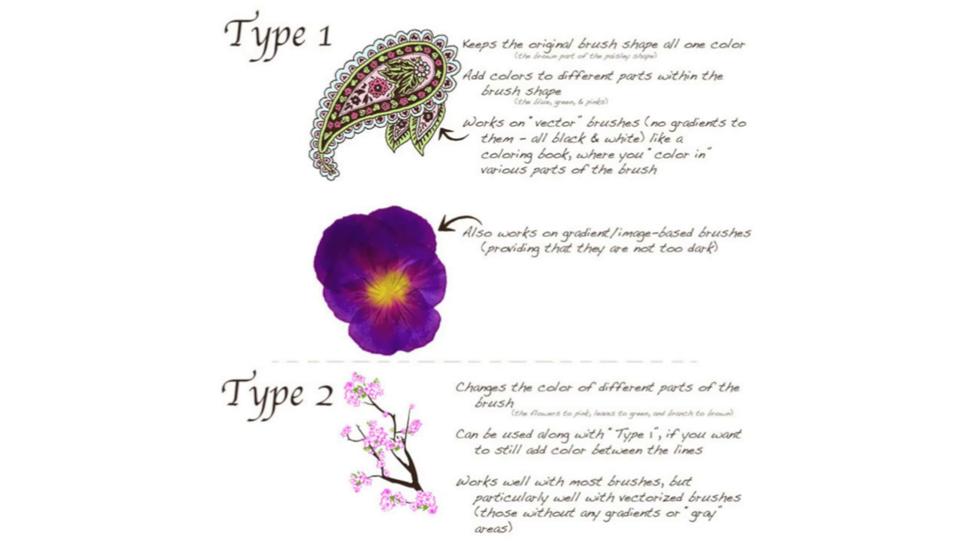The first type will keep the original brush shape all one color, but will be adding colors to the different parts within the brush shape. It works on solid or vector type brushes, like this paisley image, but it also works on gradient or image-based brushes, like many of the older brush sets that you'll find at Obsidian Dawn. The second type is mostly useful for the solid or vector type brushes, and we'll actually be going in and changing various colors of the parts of the brush, as you can see in the cherry tree blossoms example on the bottom.